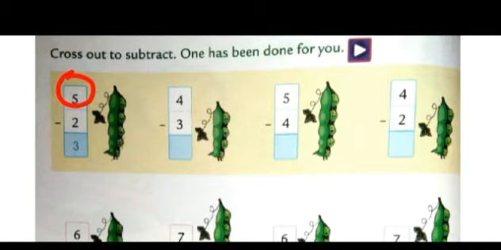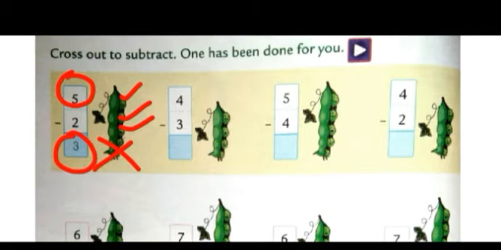So, see, 2 they have already cut. 1, 2. This 2 we have cut. Okay. We have to cross out how many we have to remove. Now, how many are left? Let's count together. 1, 2, 3. After crossing out 2, how many are left? 3. So, 3 is the answer.